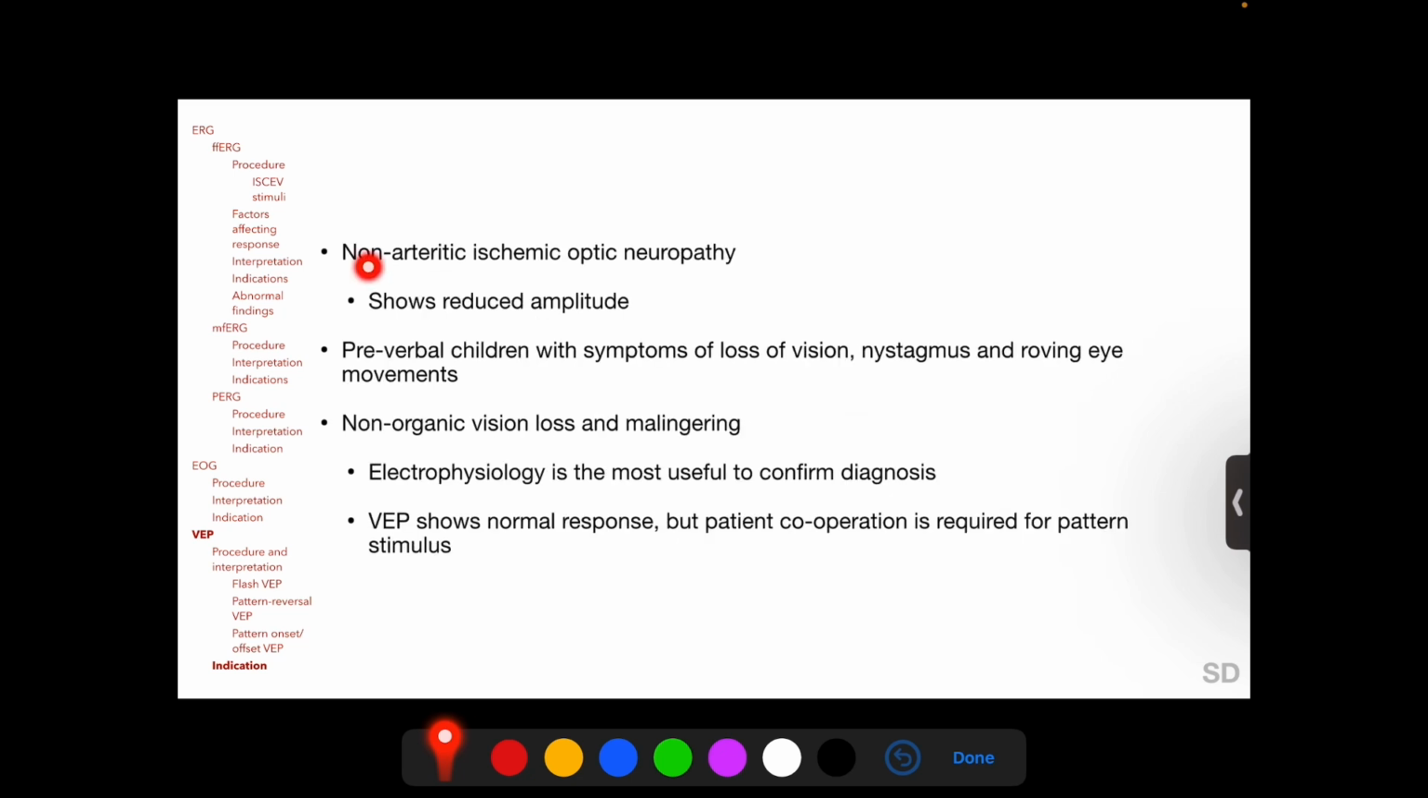On the other hand, eyes with non-arteritic ischemic optic neuropathy have reduced amplitude VEP response, and VEP is also indicated in preverbal children with symptoms of loss of vision, nystagmus, and roving eye movements. VEP is very important in detecting non-organic vision loss and malingering, and in this situation, electrophysiology is most useful to confirm diagnosis, and this is important to remember. In non-organic vision loss, VEP shows a normal response, but patient cooperation is required, particularly for pattern reversal stimulus.